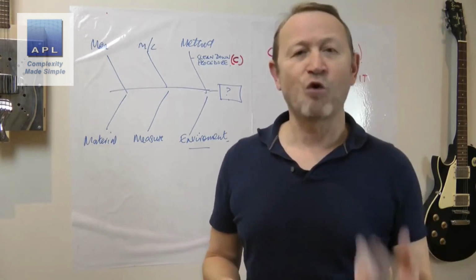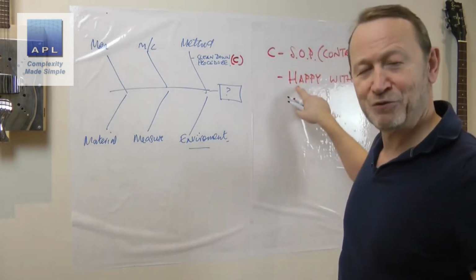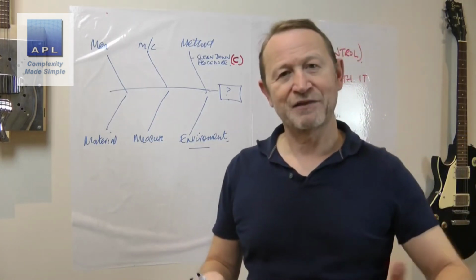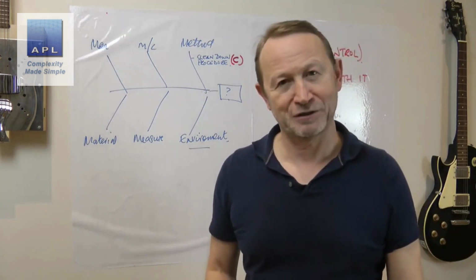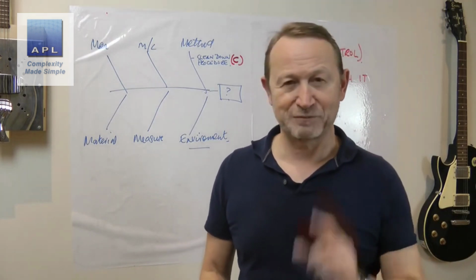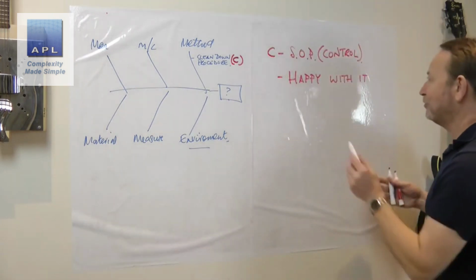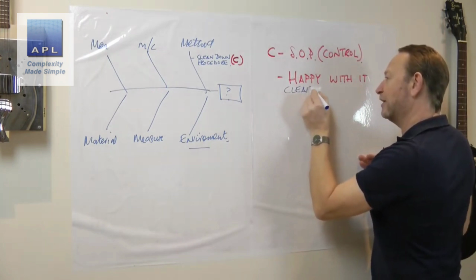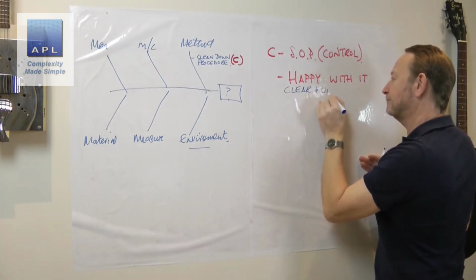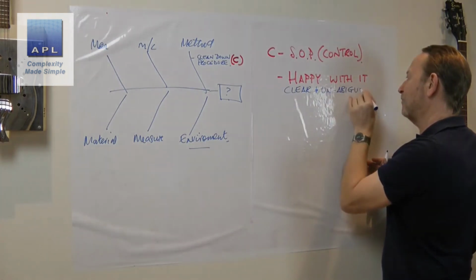That is a bloody awful standard operating procedure, and I would not be happy with that. That is not control. That is just a half-arsed description of what you currently do. Read your standard operating procedures and see if they are any good. And by any good, what should they be? They should be clear and unambiguous.